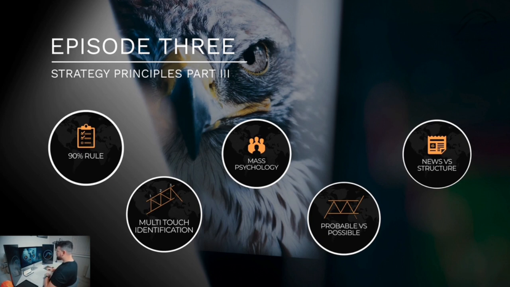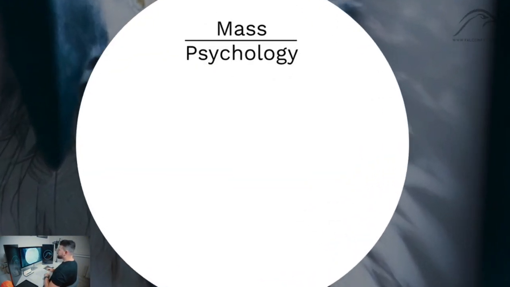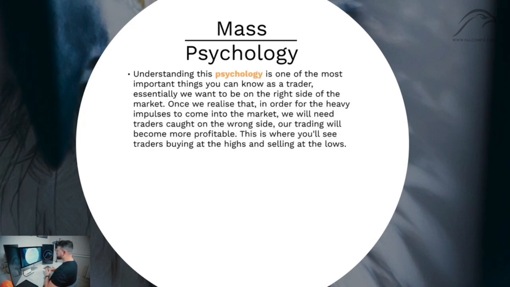It really helps with multi-touch. Now let's take a look at one of the most powerful psychological things in the market, something called mass psychology. So we came up with the term mass psychology to really give you an understanding as to what's really happening within the markets. Understanding this psychology is one of the most important things you can know as a trader. Essentially, we want to be on the right side of the market. Once we realize that, in order for the heavy impulses to come into the market, we will need traders caught on the wrong side.